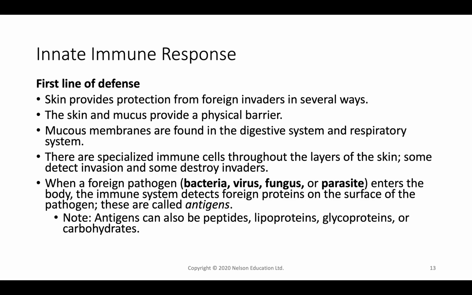We have the innate immune response, and we have the adaptive immune response. The innate immune response is going to be the first line of defense against foreign invaders, and really that's going to be skin and your mucosal membranes. Your skin is the first protective mechanism against foreign invaders, a physical barrier that is waterproof, and we're able to wash it off.